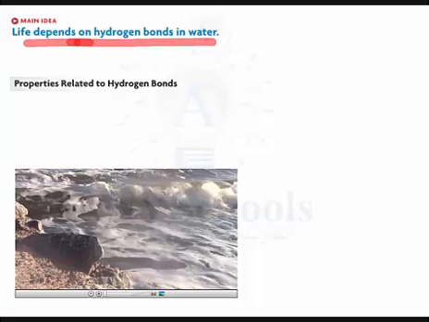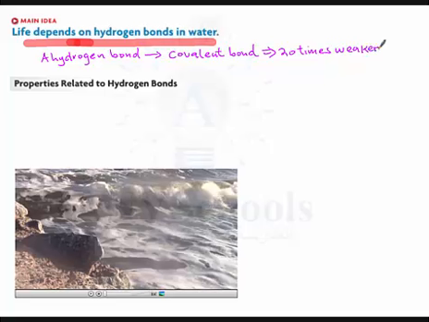As we looked at in the previous presentations, water is very essential for life processes, and one of the reasons is that it has these hydrogen bonds. An individual hydrogen bond is just 20 times weaker than a typical covalent bond. If we compare a hydrogen bond to a covalent bond, it would be 20 times weaker in terms of strength.